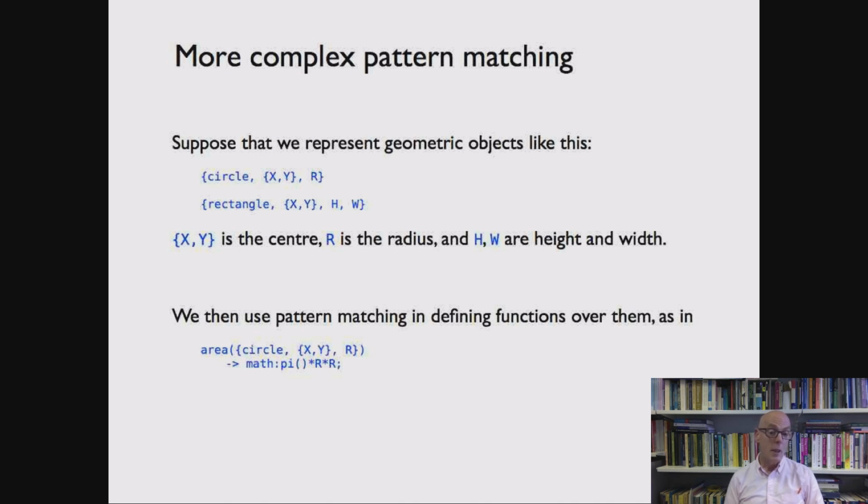So if we get a circle, the result is math pi r squared. So we get pi from the math module, and we square the radius. In the case of a rectangle, we multiply the height and the width. Now, you can see here that we are using pattern matching to do two things. We are distinguishing between the two cases, and in each case we're using pattern matching to extract components.